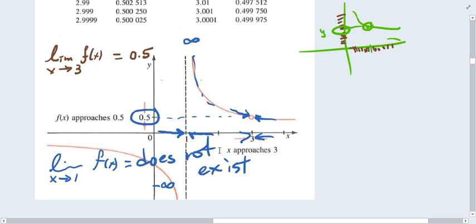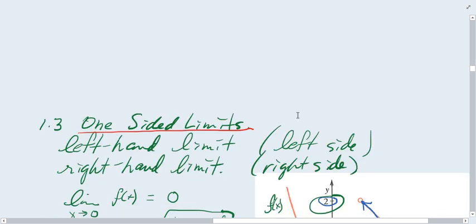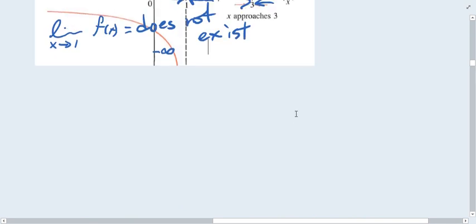Got it? This is kind of weird, isn't it? It kind of doesn't even really seem like math. But the concept of a limit is very, very important. Okay. Where are we going next? Oh, next section. Okay, don't want to do that yet.